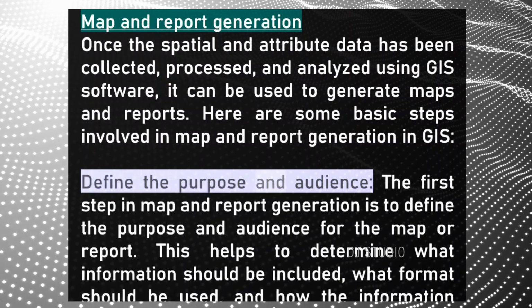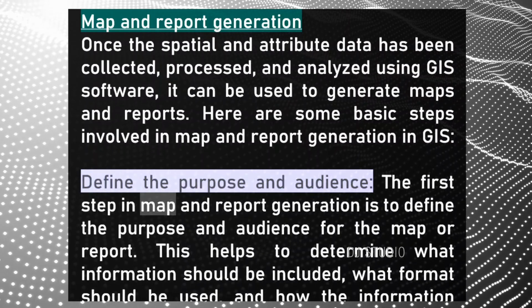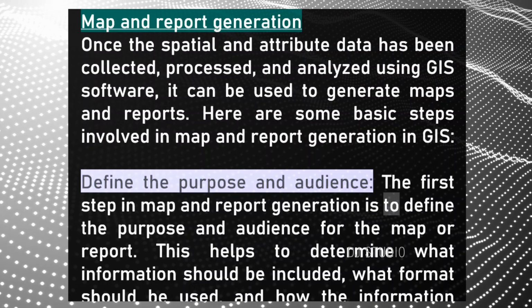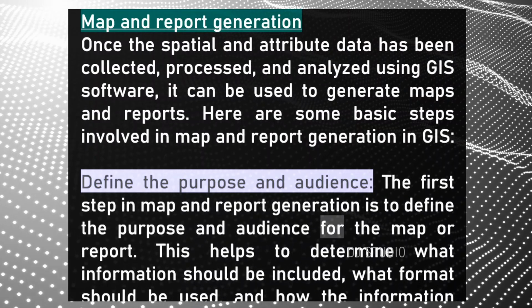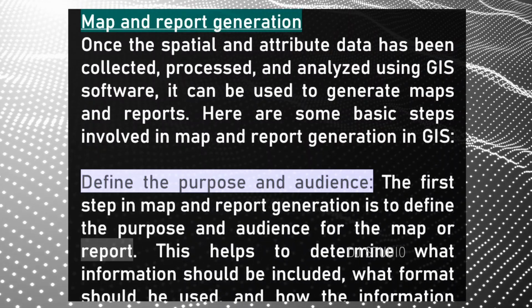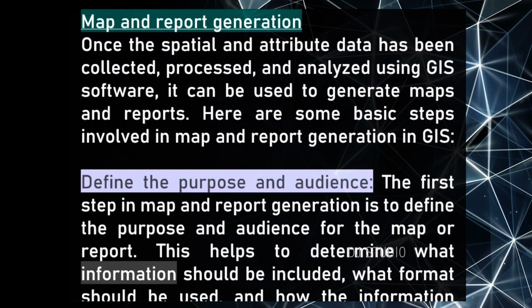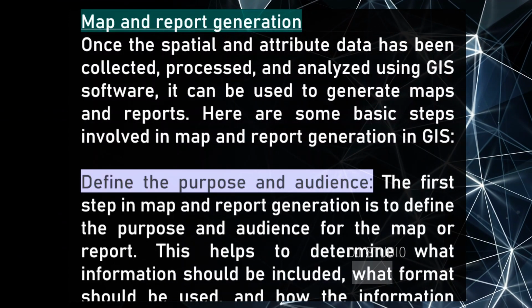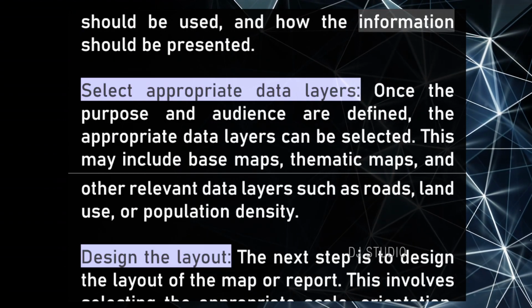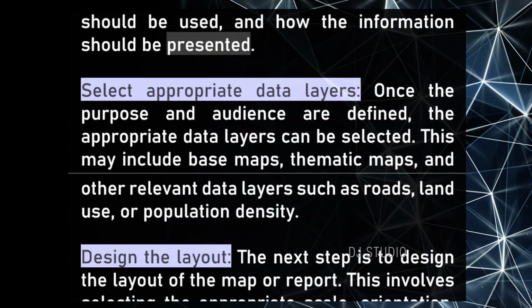Define the purpose and audience. The first step in map and report generation is to define the purpose and audience for the map or report. This helps to determine what information should be included, what format should be used, and how the information should be presented.